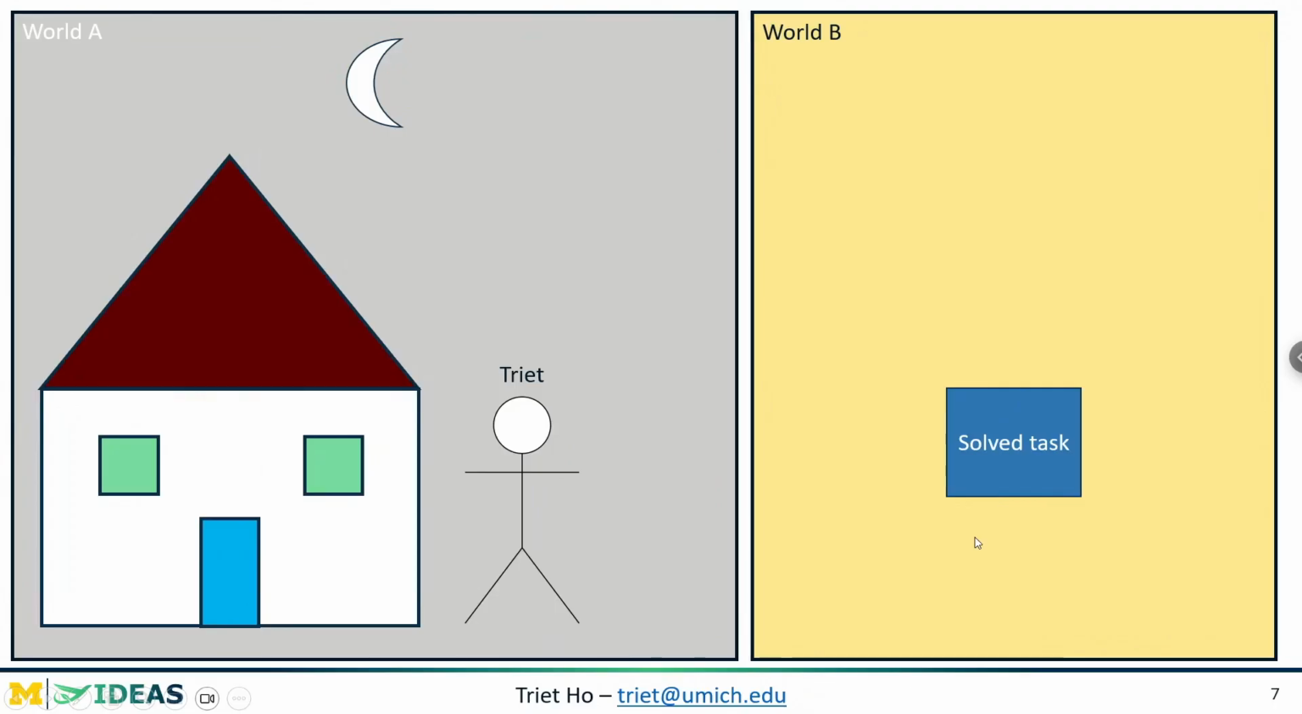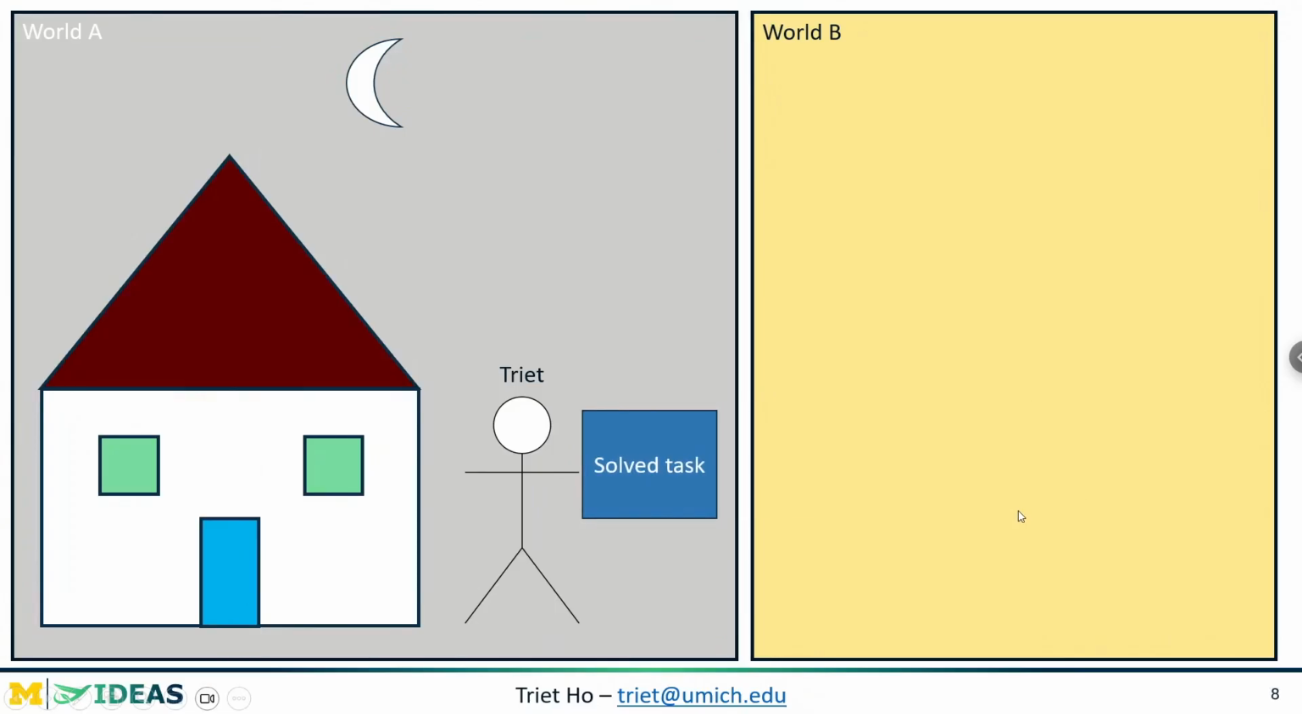Once we solve the task, we can't really submit it because the boss is in world A. You can't submit the task in world B. It doesn't make any sense. It's not comprehensible. So what we do is send it back. We decode it back to world A. And now the task is solved in world A, and everyone is happy. Triet submits it to the boss, he gives Triet money, and he can feed his family.